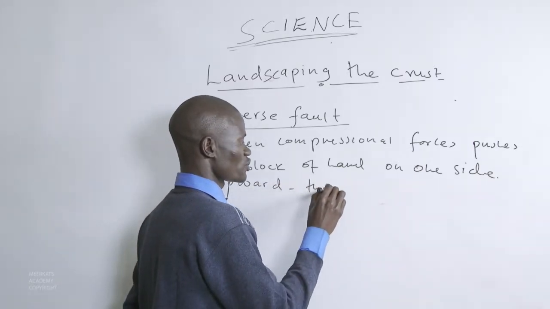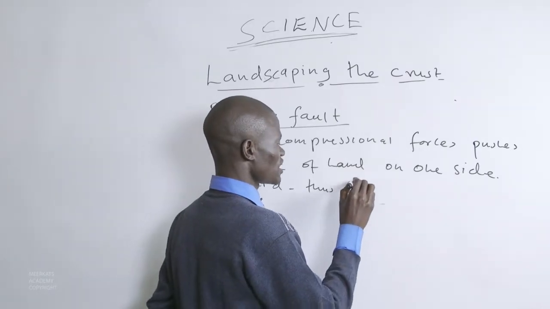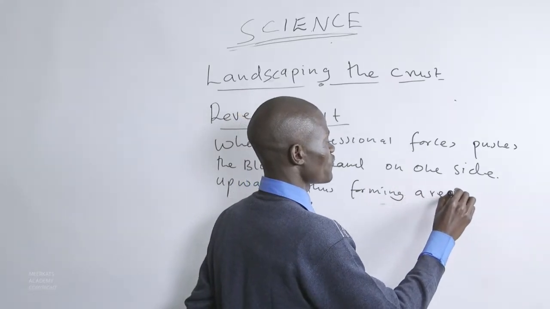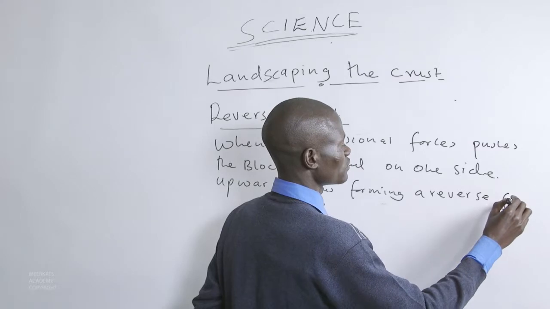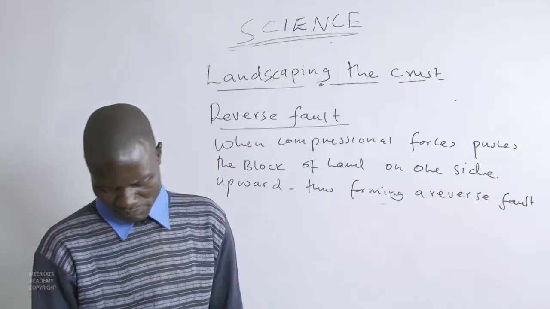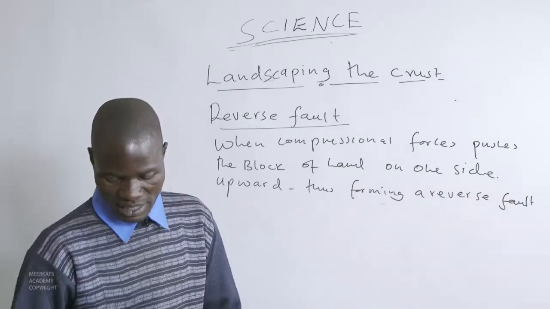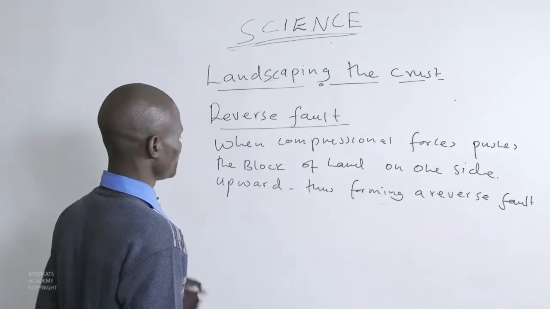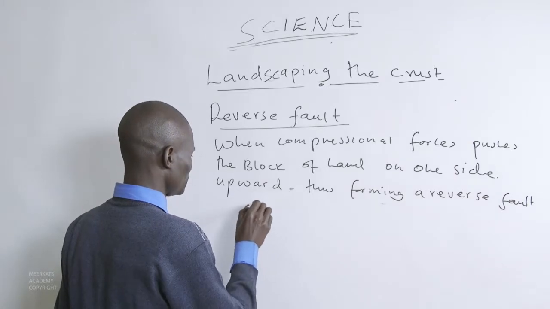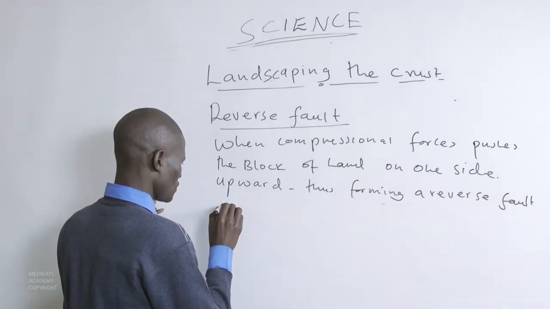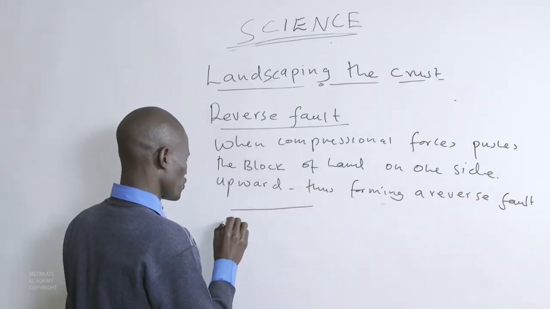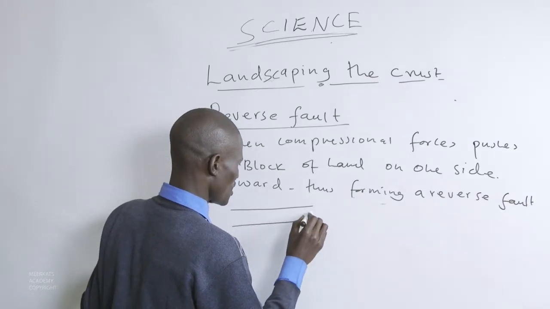And thus producing what we call a reverse fault. The reverse fault will be produced in the process. And how does a reverse fault occur? A reverse fault appears in this manner, when one layer of crustal rock is pushed above the other.